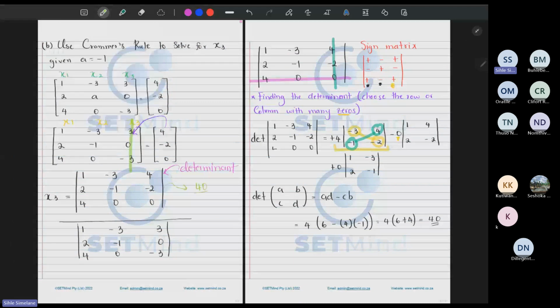Okay. Then let's deal with the bottom part, because after we find that, we just divide the two, and that's our answer. So let's find the determinant of the denominator.